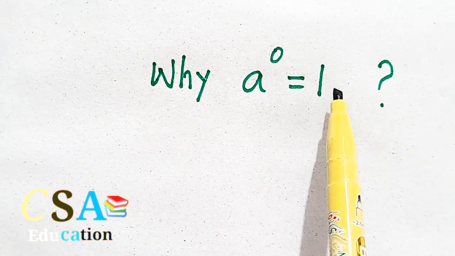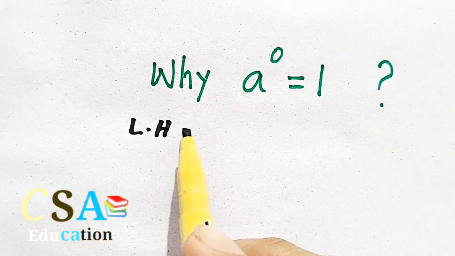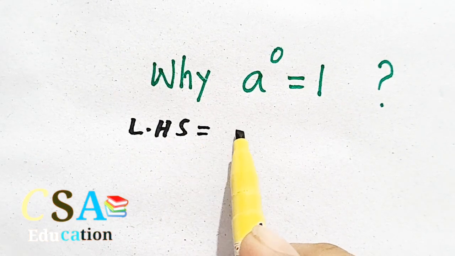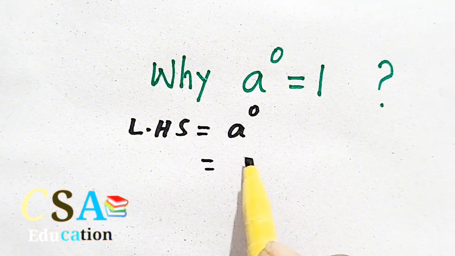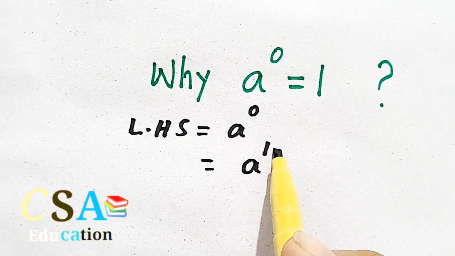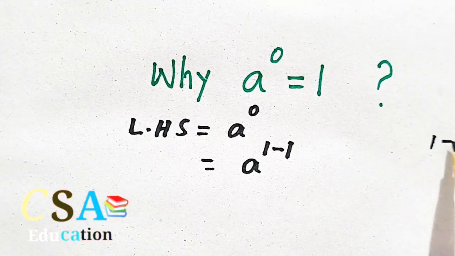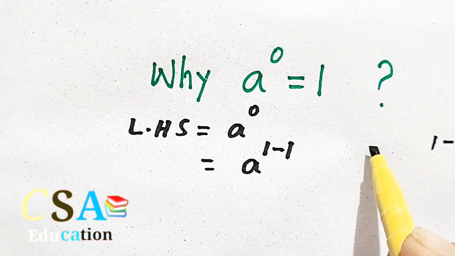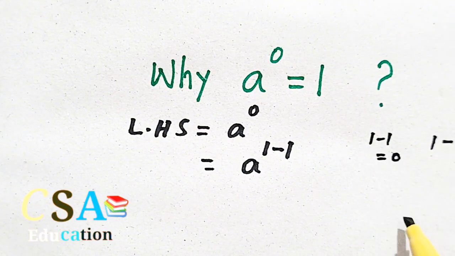Why a raised to power 0 is equal to 1? How the left-hand side is equal to a raised to power 0. Now, a raised to power 0 can be written as a raised to the power of 1 minus 1. 1 minus 1 is equal to 0.